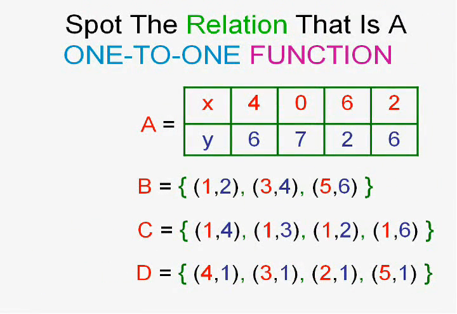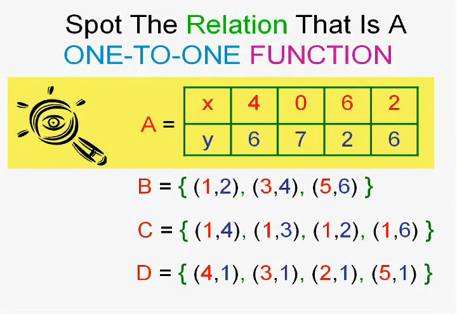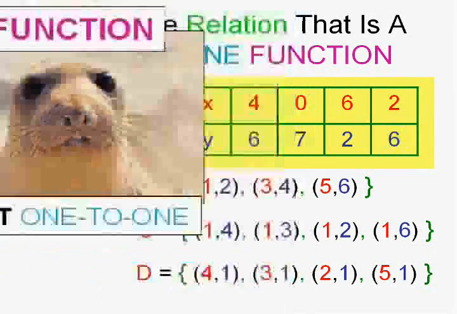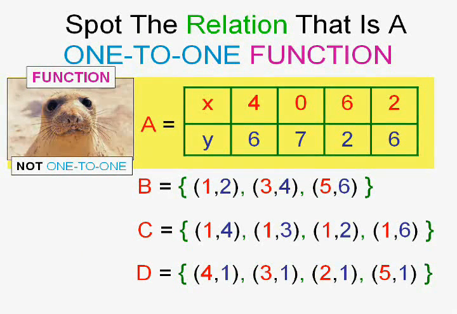Let's look at our relations again and see what's a function, what's a one-to-one function, etc. Relation A, I'm looking at the x's and the y's, and all the x's are different, but all the y's are not different. So what we have here is a relation. It is a function, but it's not a one-to-one function. It doesn't work backwards.